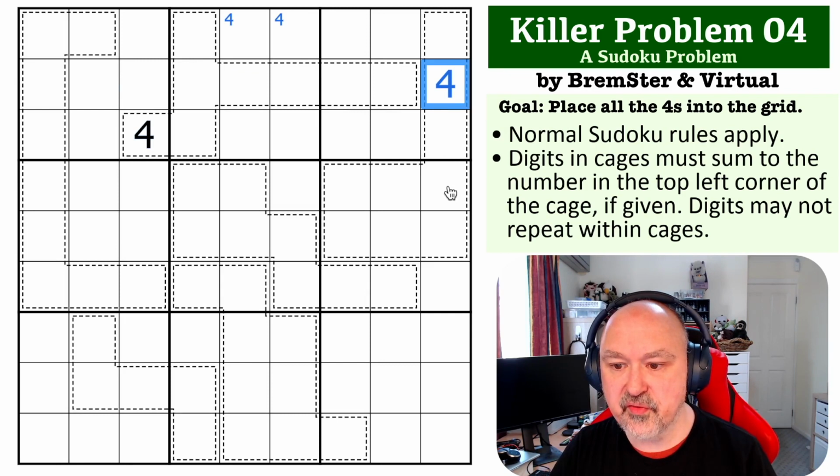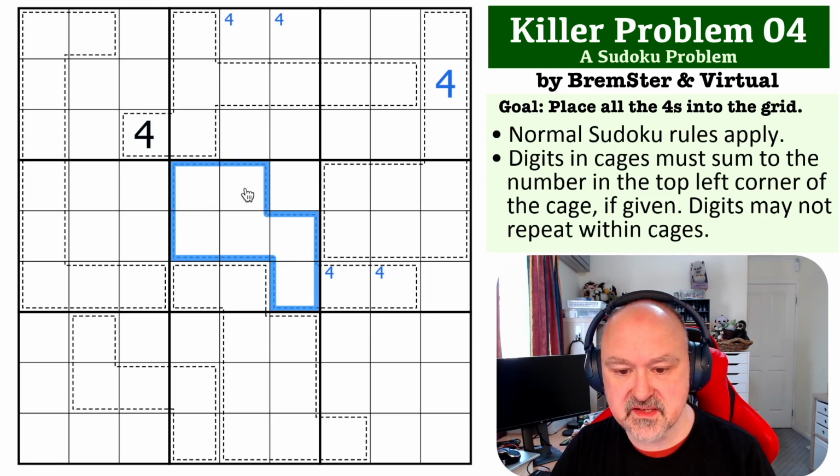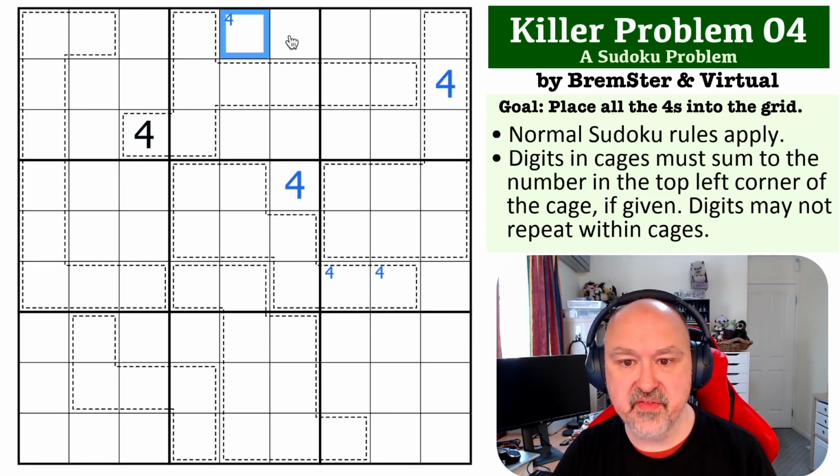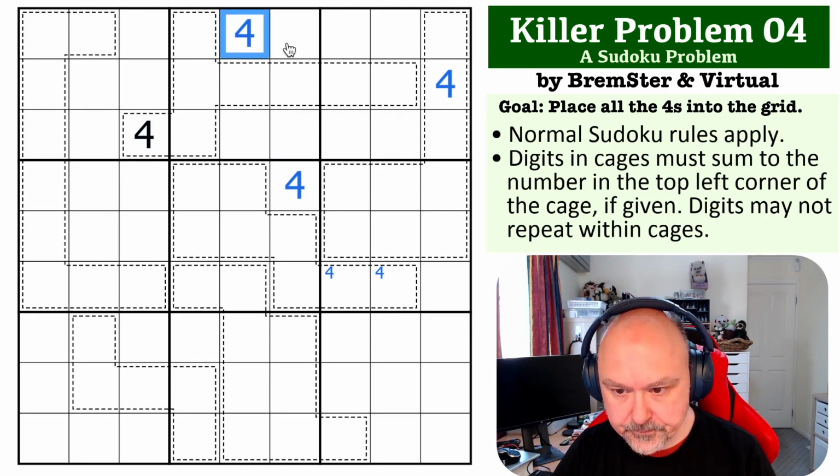Now, that knocks four out of all of these cells because it's the same cage, and that cell because it's the same column. So four now must go in one of those two cells. This now knocks four out of all of those cells and out of those two because it's in the same row. So this becomes a four, which knocks the four out of there and puts a four into here.